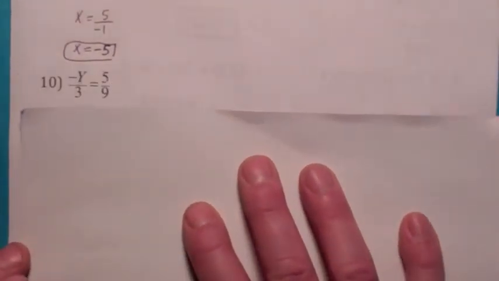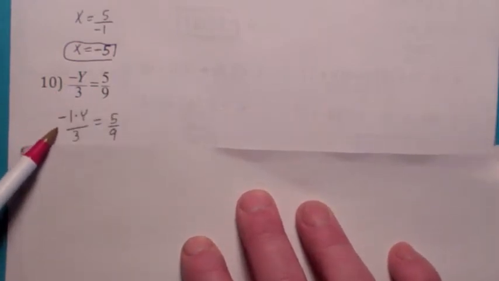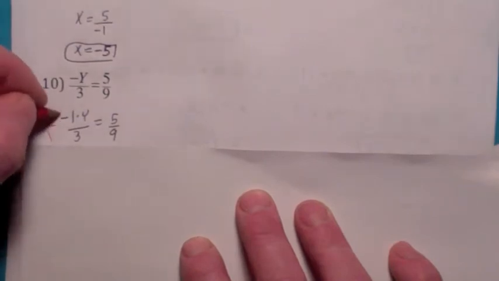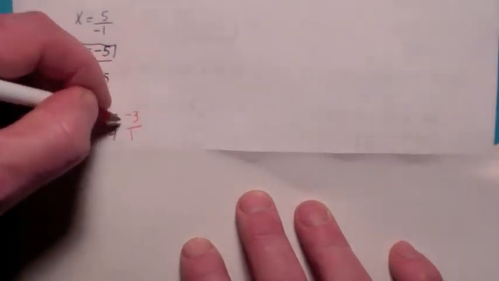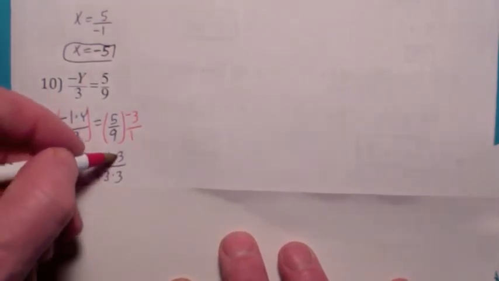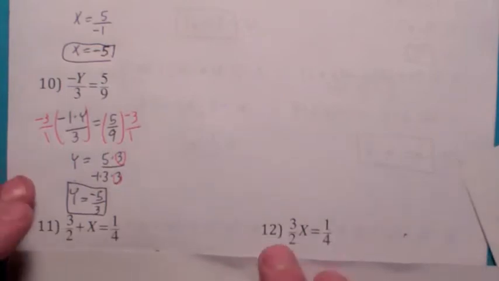Okay, how about this one? Remember, the coefficient of y, that means the number that's multiplying y, is actually negative 1/3 here. So we're going to multiply both sides by negative 3 over 1. And then when you factor the right side, I think you can cancel a 3, right? So your answer is 5 over negative 3, which is negative 5/3.